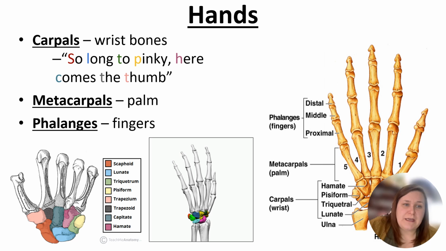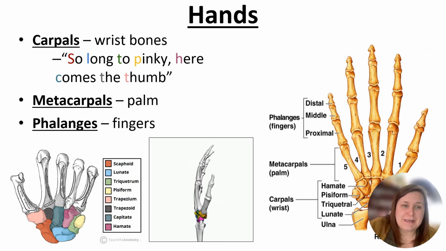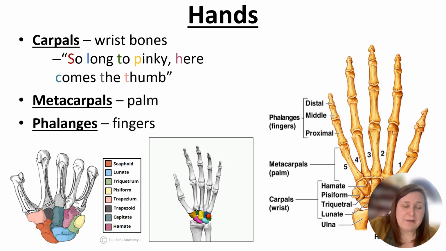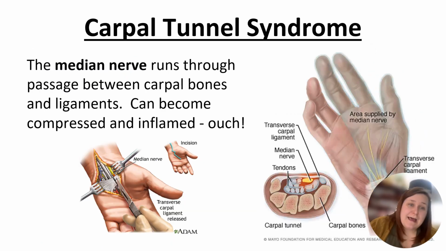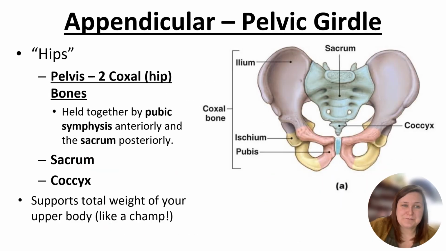So when we are looking at our hands, we have carpals. So again, these are our wrist bones. We're going to have metacarpals, which are going to make up our palms, and then we're going to have our phalanges, which are going to make up our fingers. When we have carpal tunnel syndrome, that is going to be due to this median nerve that runs through the passage between those carpal bones and ligaments. It can become compressed because of all of those carpal bones, and then it can get a little bit inflamed. So that is what is happening whenever we have carpal tunnel syndrome.